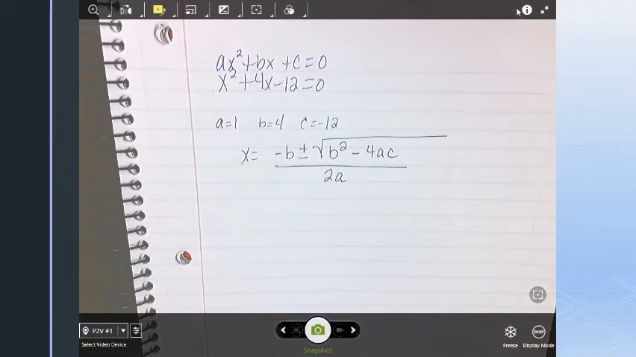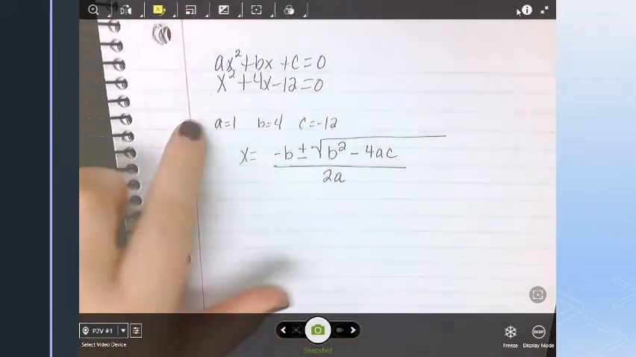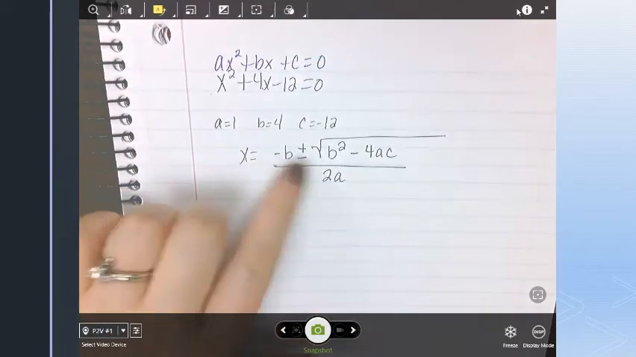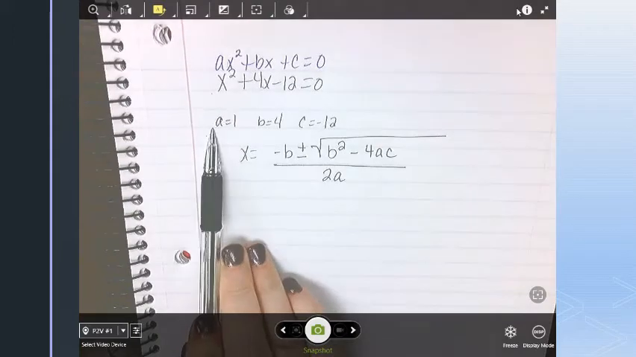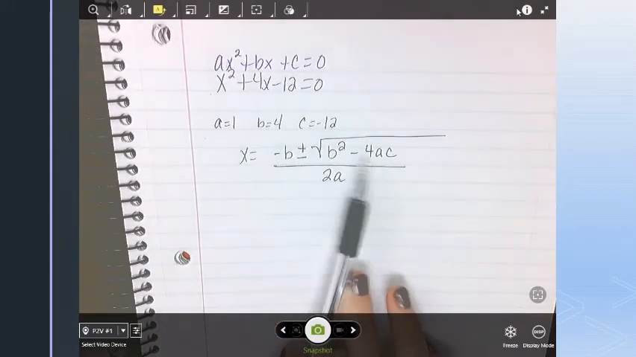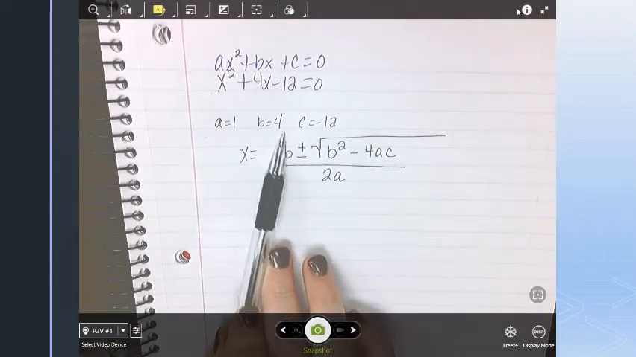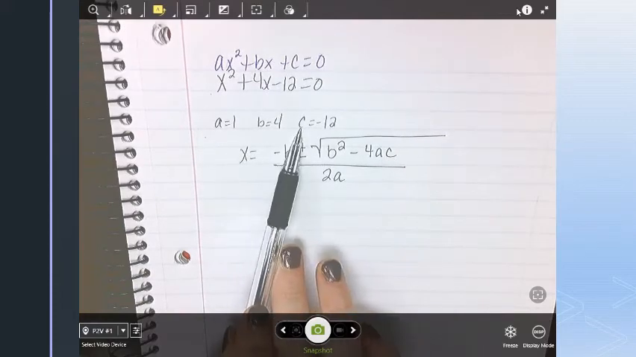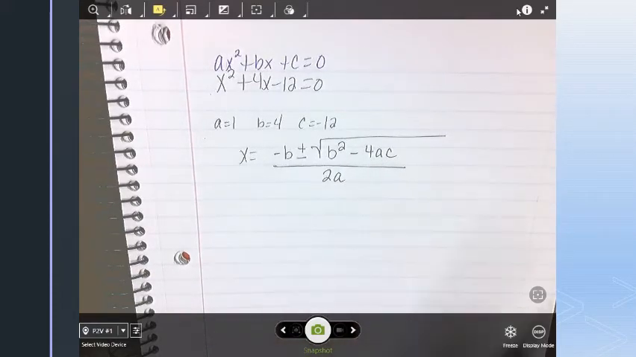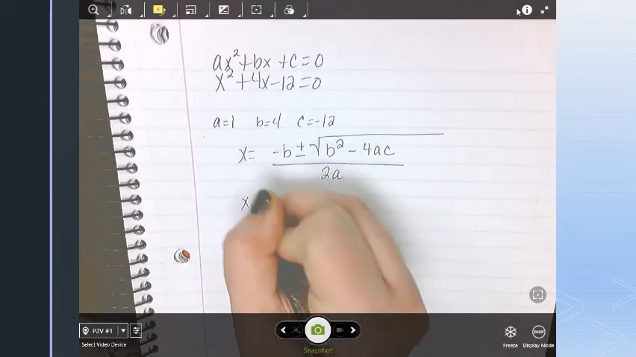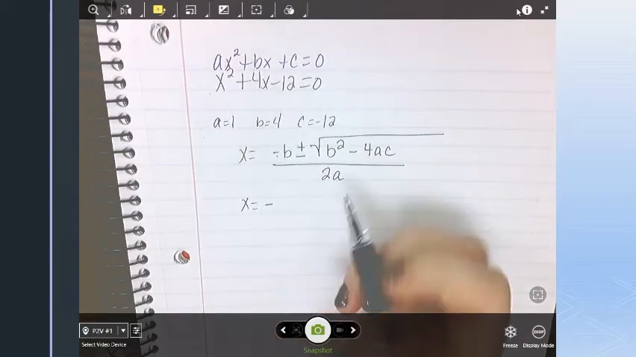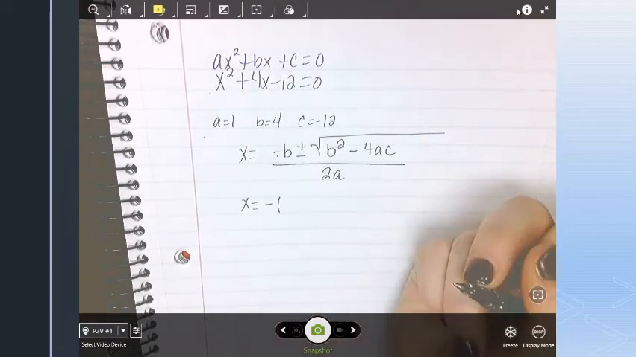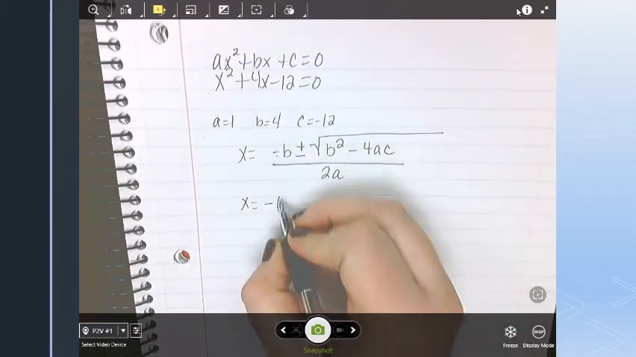Alright, so the important thing here is to know your numbers, know your A, B, and C, and know where they go in the formula, because all you're doing is plugging in A wherever you see A, B wherever you see a B, and C wherever you see a C. Let's see what happens here. And don't forget about that negative. That is always going to be there. So do negative, then a parentheses. Our B is 4, so 4 goes in that parentheses.